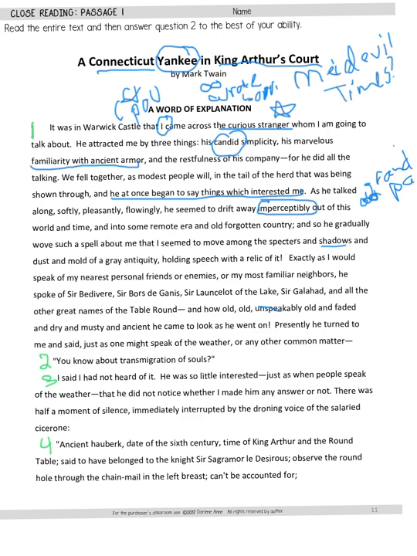Out of his world and time and era and he so gradually wove a spell about me that he seemed to move among the specters and shadows. Wove a spell about me. Is he magical? Specter. What are specters? And shadows, and dust and mold gray of antiquity, holding speech with a relic of it. Well, that's a really... I'm going to have to stop there. I'm getting a little tired.